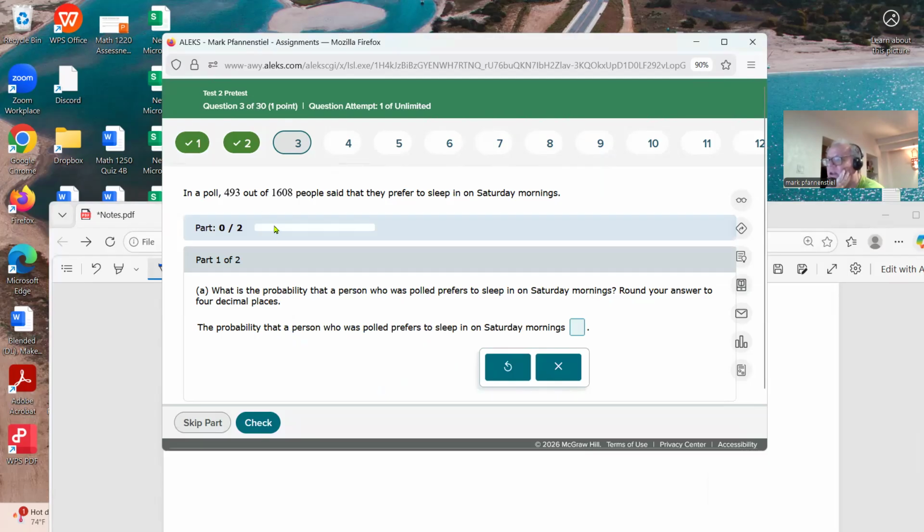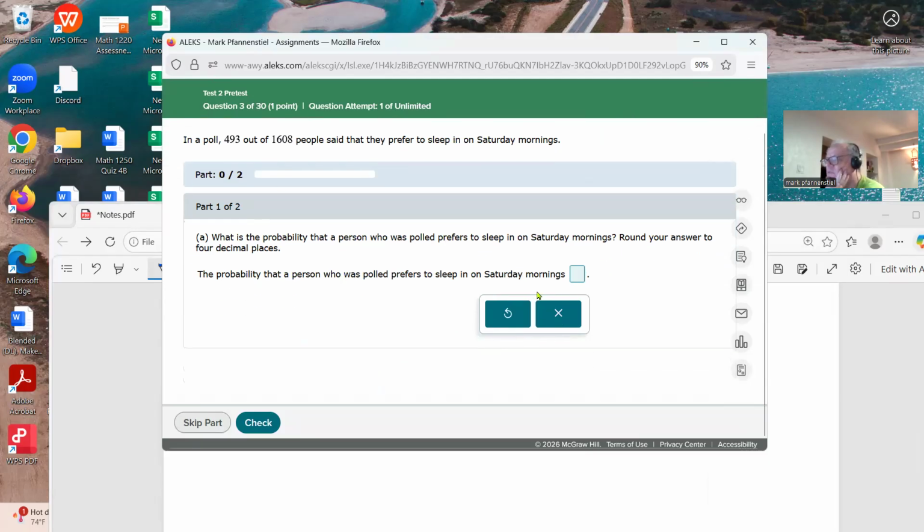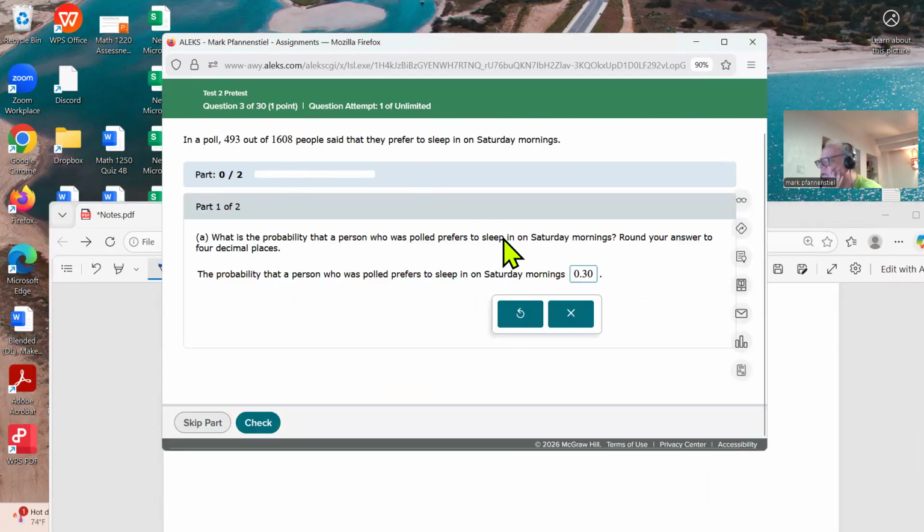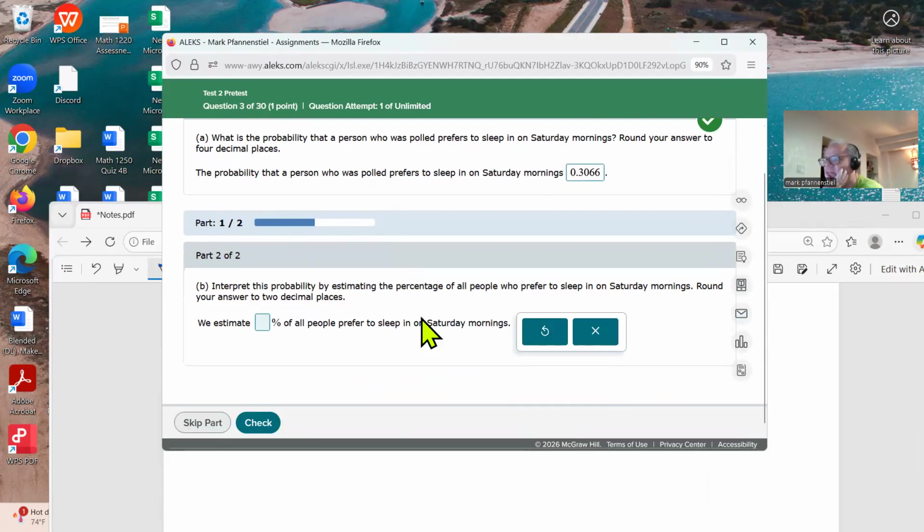So 0 point. Where do you go for your answer? Okay, there you go. 0.30. And then I've got to double check 3066. There you go. We'll check. All right, hooray.